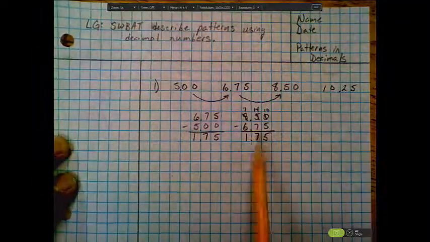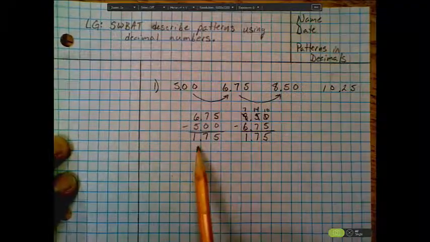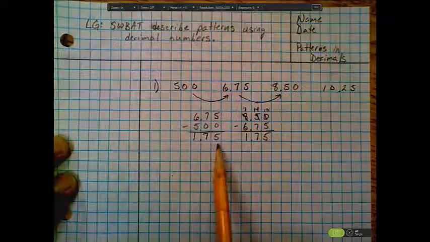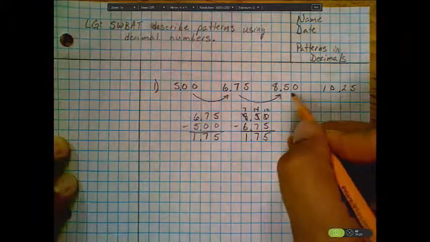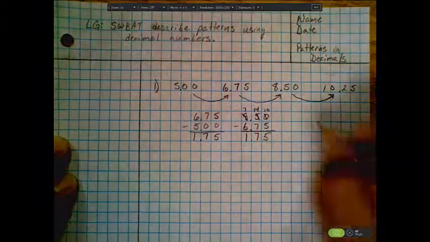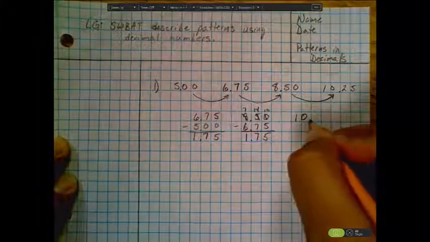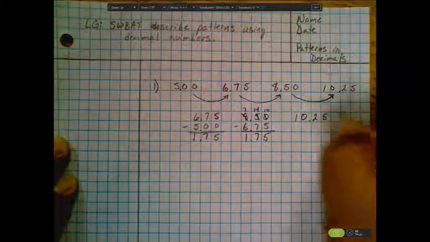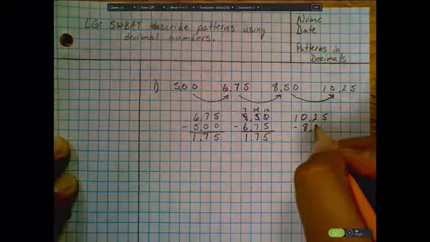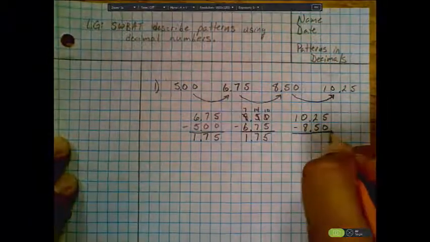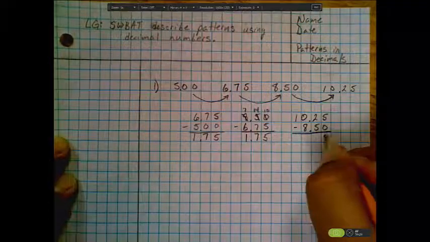So again, we're starting to see a pattern here. The first interval was 1.75. The second interval was 1.75. Let's check and see for the third one. So we take 10.25 and we subtract 8.50. 5 minus 0 is 5.